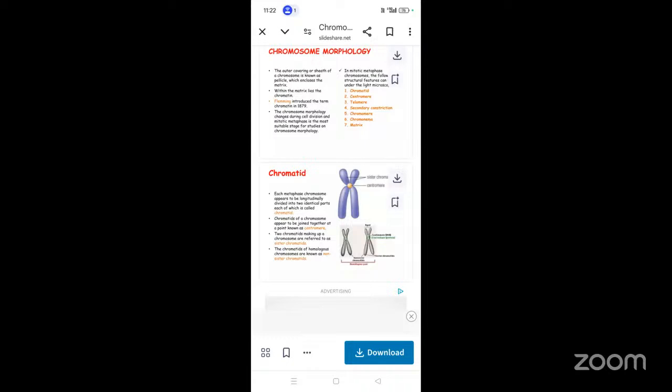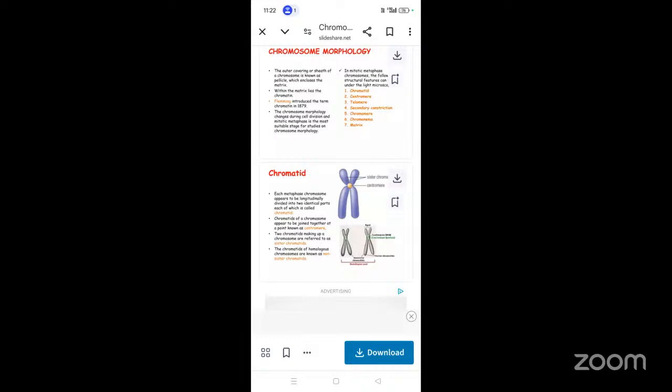Next one is, depending on the position of the centromere, chromosomes are grouped as metacentric. The centromere is located exactly at the center of the chromosome. It is also called metacentric. Its shape is V-shaped at anaphase.